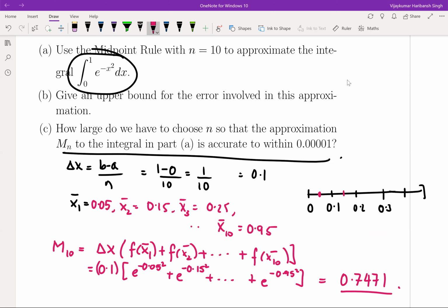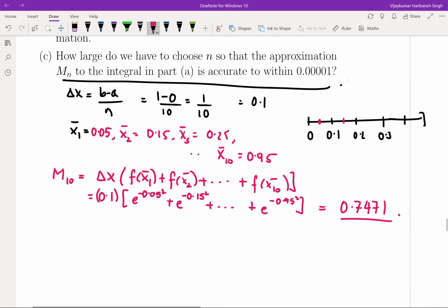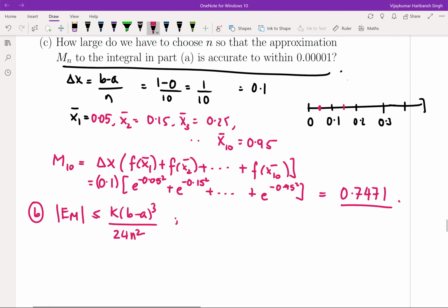Now I want to basically see what is the error in this. If I use this, what error did I get in this setup? So to find out the error, recall that the error is bounded by K times (b minus a) cubed by 24 n squared. So b is 1, a is 0, n is 10. And now we need to find out K, right?